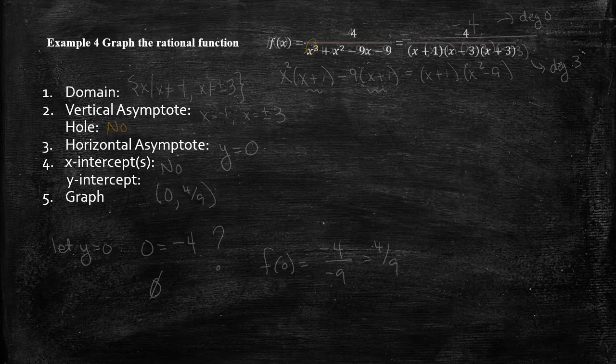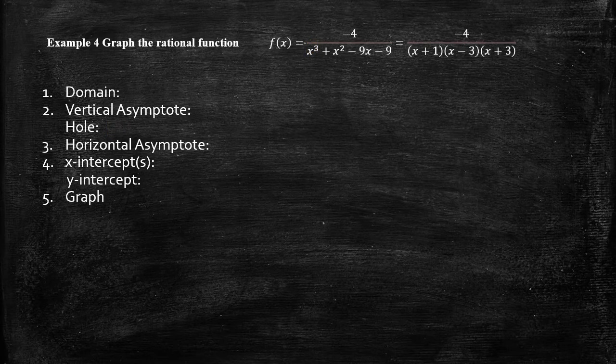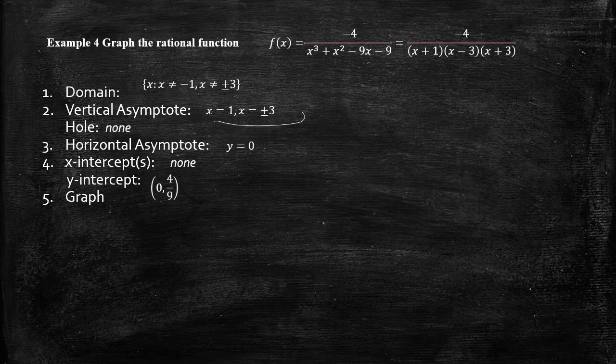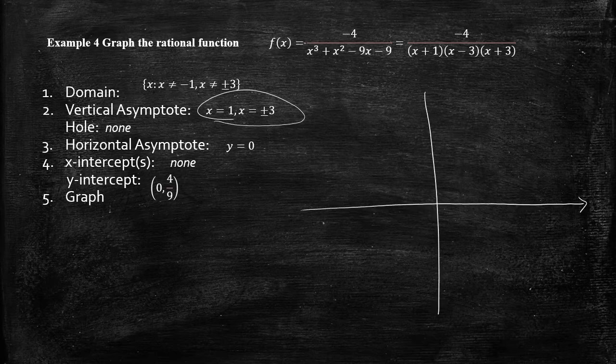Okay, so again, factor the denominator. This will tell us the domain of the function. It lets us know which numbers to eliminate from the domain. Nothing canceled, so all three of these guys were vertical asymptotes. We do not have a hole in the graph. The horizontal asymptote is the line y equals 0. That is because the degree of the denominator is bigger than the degree of the numerator. We do not have an x-intercept, but the y-intercept is (0, 4/9).